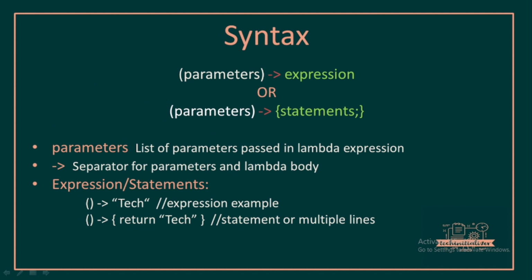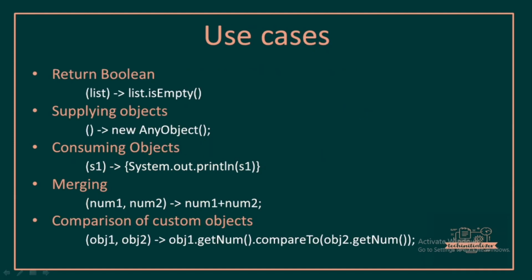Let's explore some use cases where you can use lambda expressions. The first case can be if you want to return a boolean. You pass a list as a parameter, and in return you want to know if the list is empty or not. This is the example. The next use case can be supplying objects. For example, in this case, no argument has been passed while your lambda expression is returning an object. This object can be any object, your custom object or any Java class, anything.